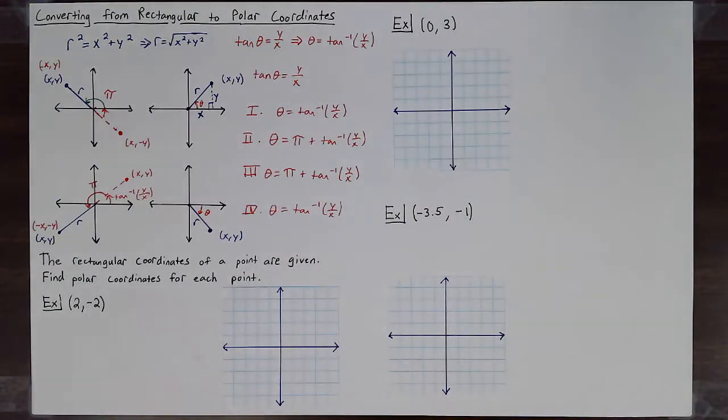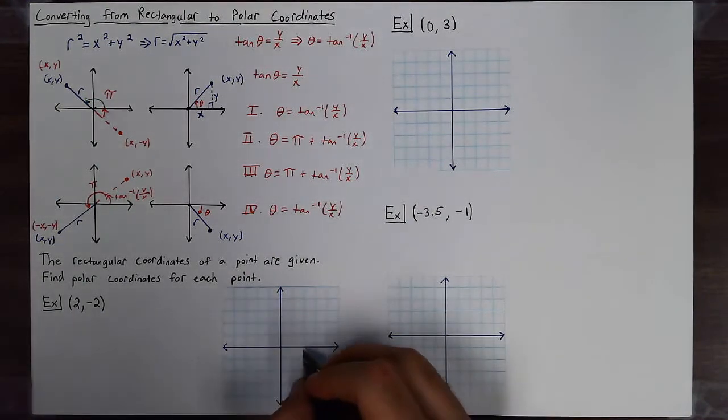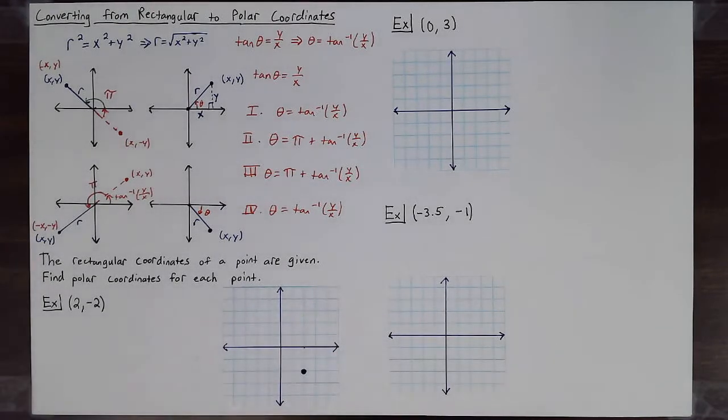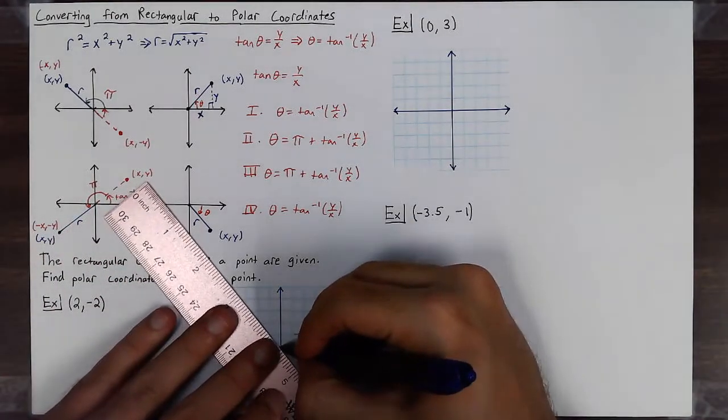So now let's try this out. First we have 2, negative 2 as our point. So 2, negative 2. Pretty easy to graph. And I'm even going to draw a line out so you can see where it goes and what everything's going to mean.